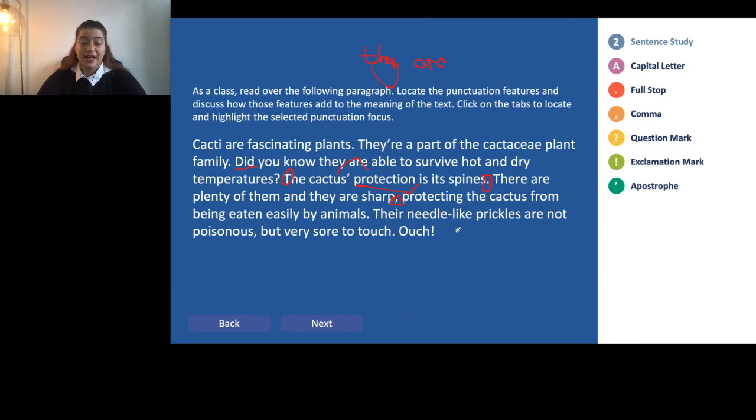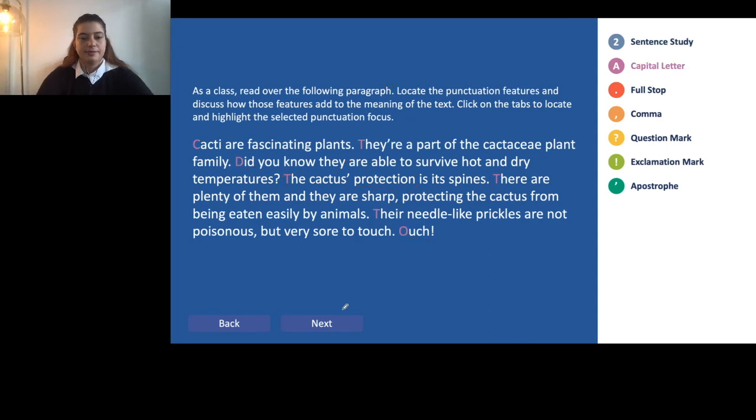Their needle-like prickles are not poisonous. Good sentence. It's all right. But we're going to add some more information. But very sore to touch. And then as we can see, we've been provided with a little bit of humor by saying, ouch.